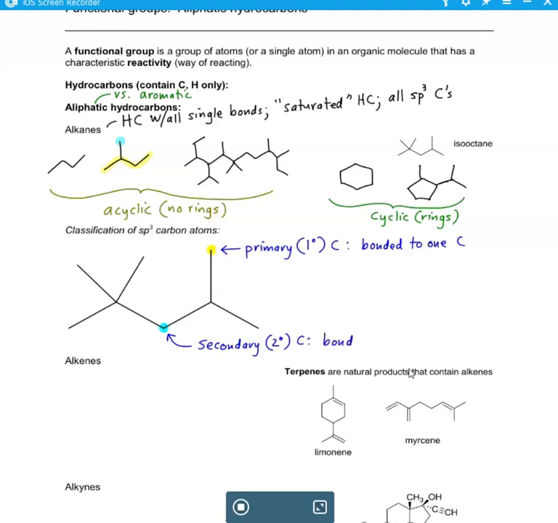So a secondary carbon is bonded directly to two carbons. And now let's take a look at this one right here that I've highlighted in pink. You can probably imagine where this is going. The pink carbon is bonded to three other carbons. It's a tertiary carbon. So that's bonded to three carbons.